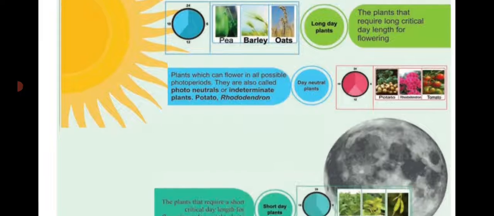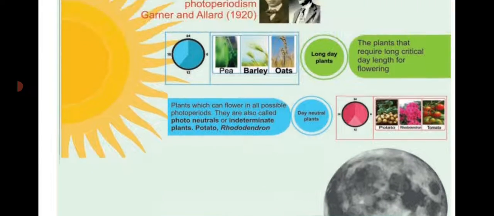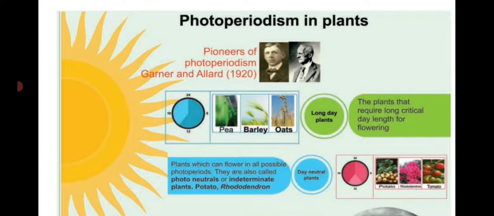Dear students, I hope you have all understood what photoperiodism is and its types with examples, and also what phytochrome is and its activities for flowering, which is another important 5 mark question.